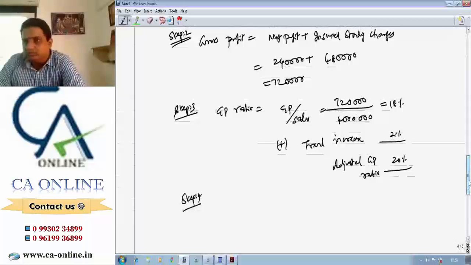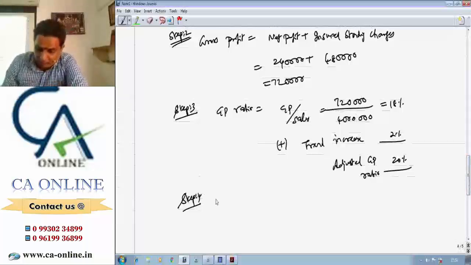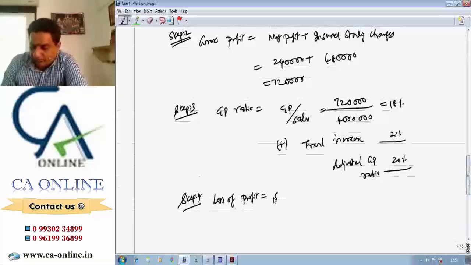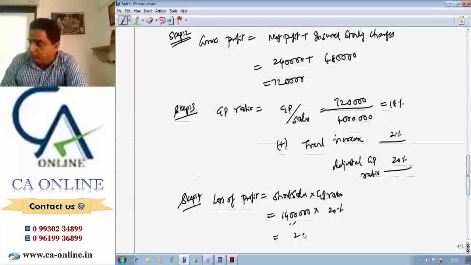Completed up to this? Loss of profit is short sale into GP ratio, that is 14 lakhs into 20%, 2,80,000.